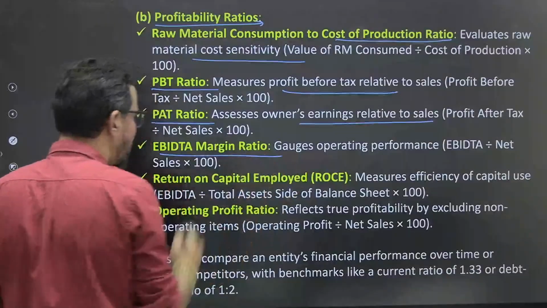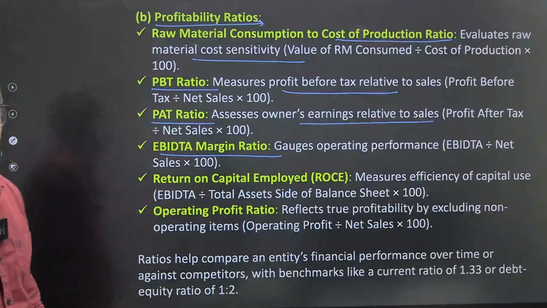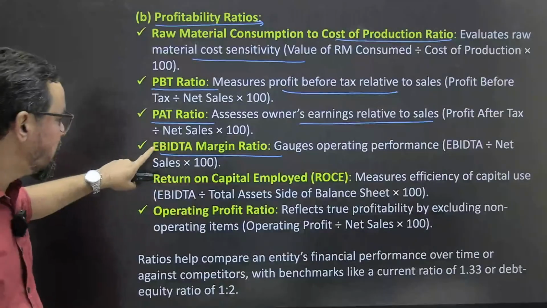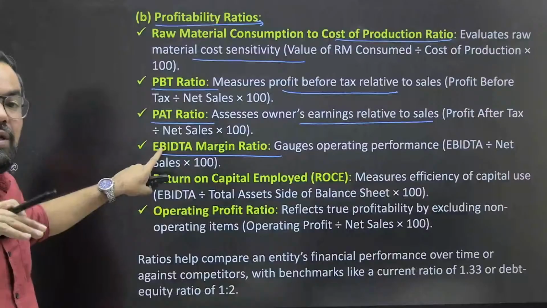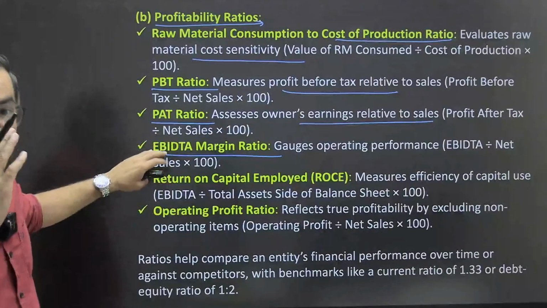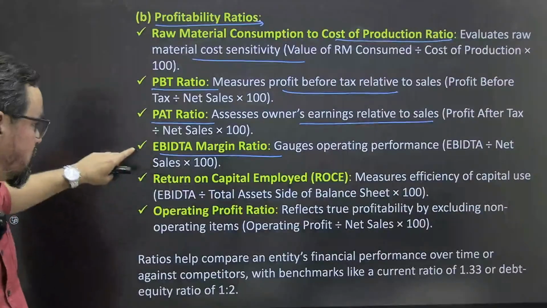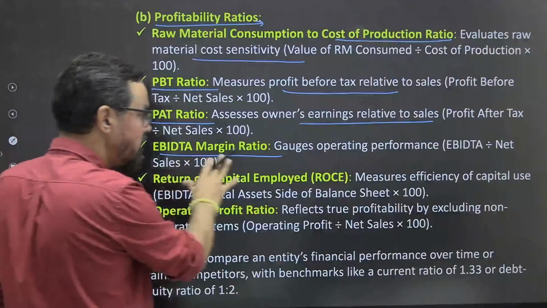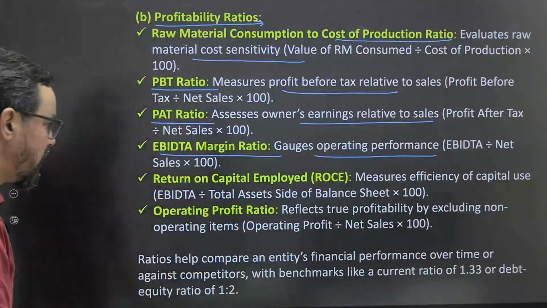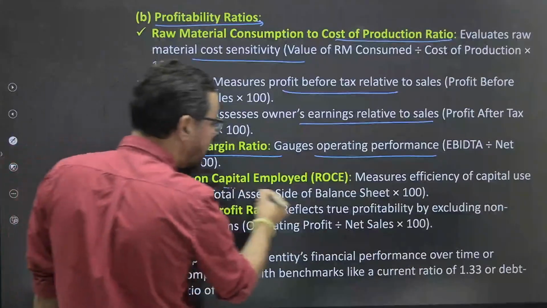Then we have earnings before interest, taxes, depreciation and amortization, that is, earnings before interest, taxes, depreciation and amortization. EBITDA. The EBITDA margin is a measure of gross operating performance: EBITDA divided by net sales into 100. Then return on capital employed.